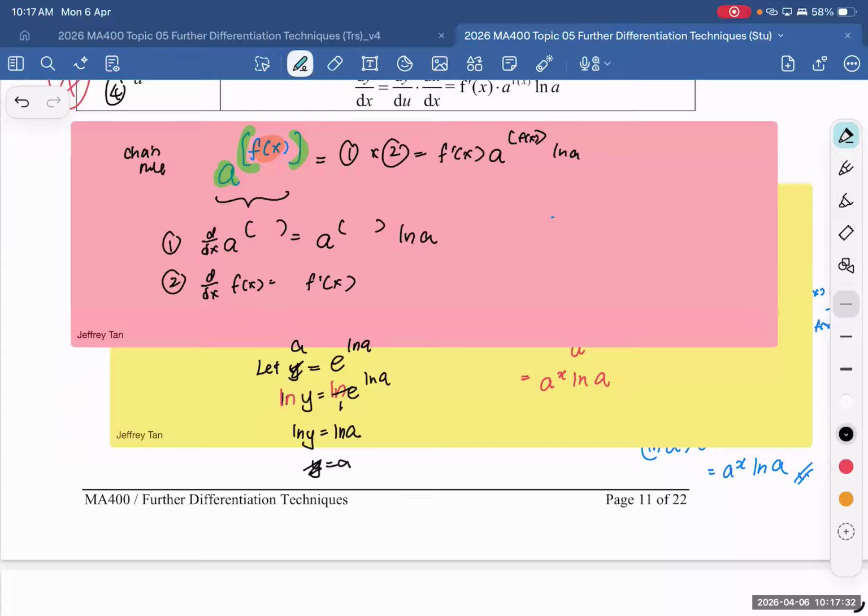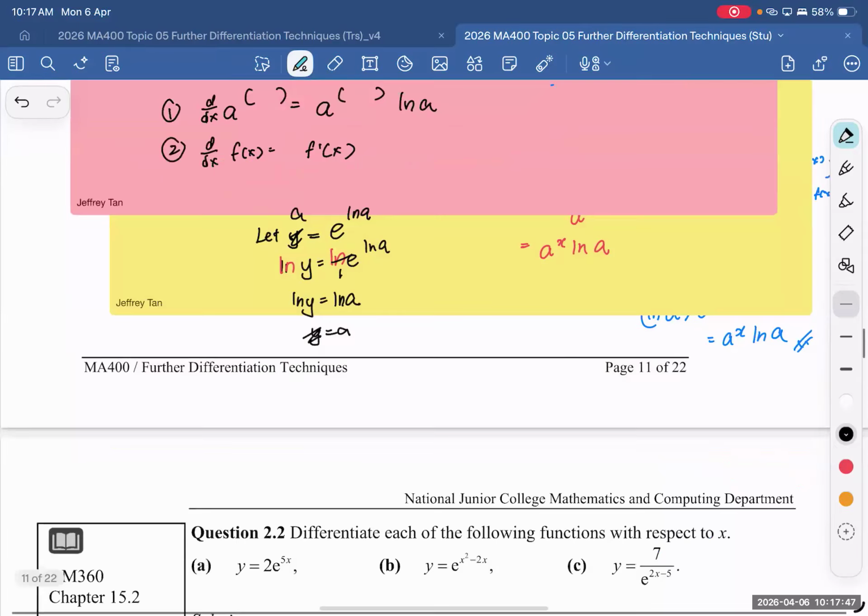Okay, 2.3 is a very fun question. Okay, let's go to that. 2.3. One second.